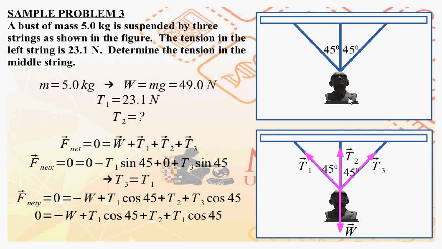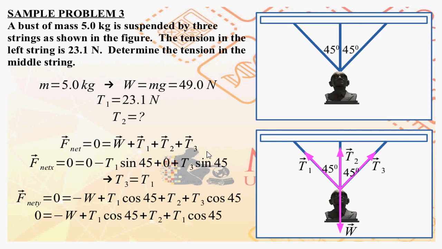The bust, the object, is simply hanging, suspended. It is static. You have static equilibrium. F net is equal to 0. F net is the summation of all the forces acting on the system. So you have weight plus T1 plus T2 plus T3.